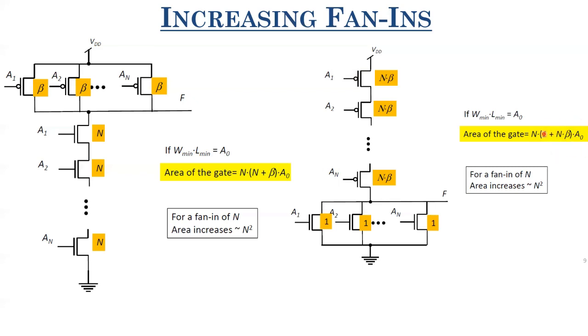That is for one input. So for N inputs, it's N into one plus N beta times A0. So here also, for a fan-in of N, the area increases proportional to N square.